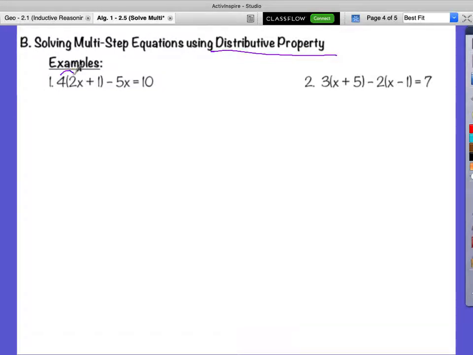4 times 2x is 8x. 4 times 1 is 4, okay? And this negative 5x is just chilling like a villain over there, okay? Now all equals that 10 on the right side of the equation. Combine like terms. Now, this is just like one of our first two problems. I'm actually going to ask you guys to finish this one off, okay? And when you're done, or have questions, we're going to ask those questions.